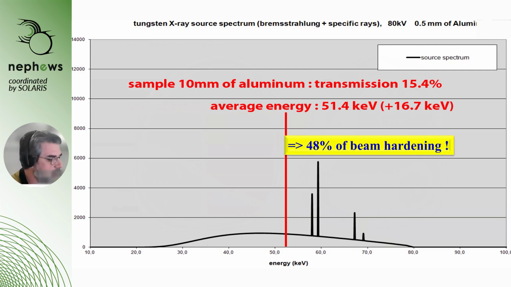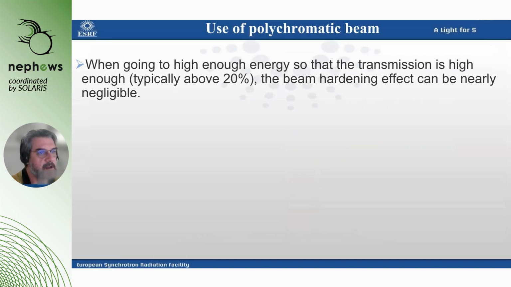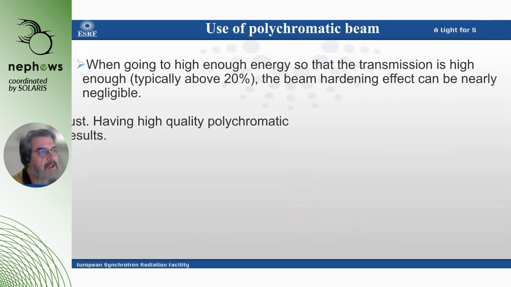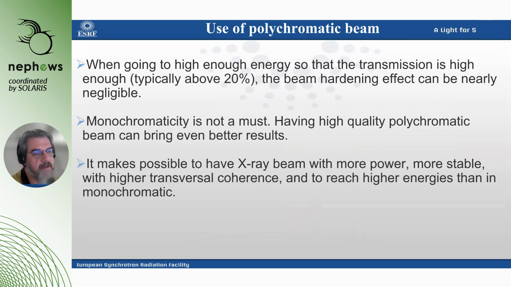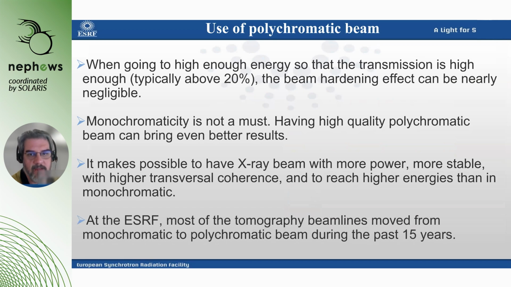But the thing is, for a long time, monochromatic beam was one of the main points, but it's not anymore the case, because it turned out that if you are using a high enough energy with good filtering of the beam, and that you can reach enough transmission through the sample, so typically 20%, then the beam hardening effect becomes nearly negligible.